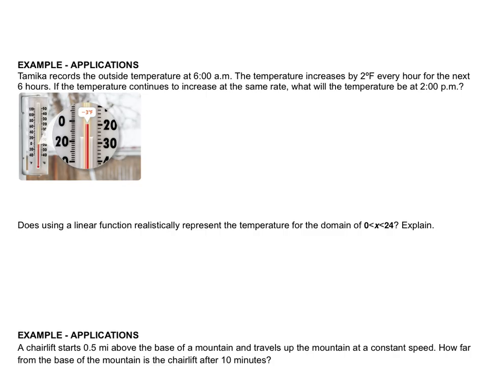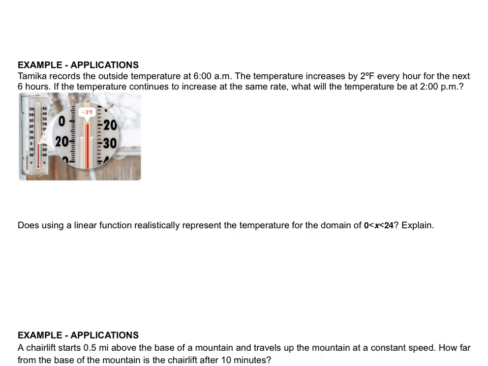All right, on this back side here, let's take a look at these application problems. So on this first one, it says Tamika records the outside temperature at 6 a.m. The temperature increases by 2 degrees Fahrenheit every hour for the next 6 hours. If the temperature continues to increase at the same rate, what will the temperature be at 2 p.m.?